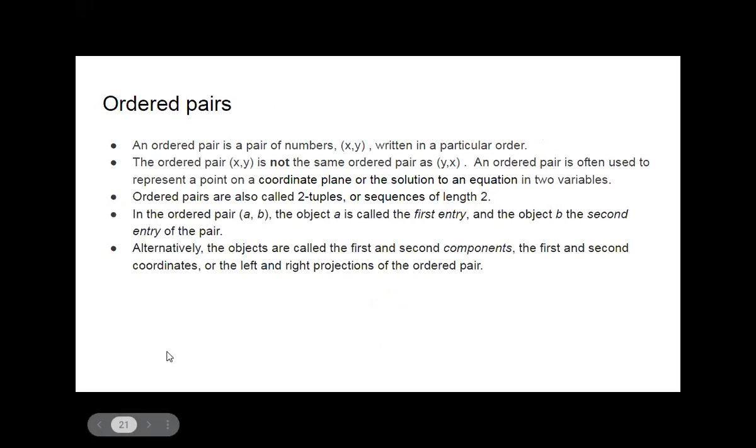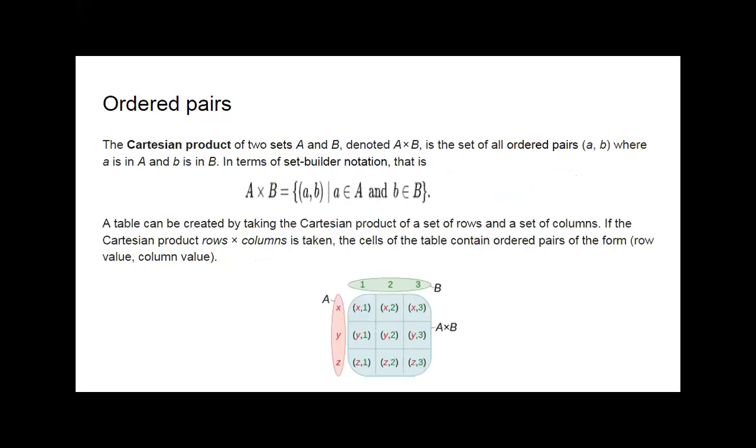Then ordered pairs are here. X, Y written in a particular order is known as an ordered pair. (X, Y) is not equal to (Y, X). This order is there and we cannot change that order. Then we see the Cartesian product. It is the product of two sets A and B.